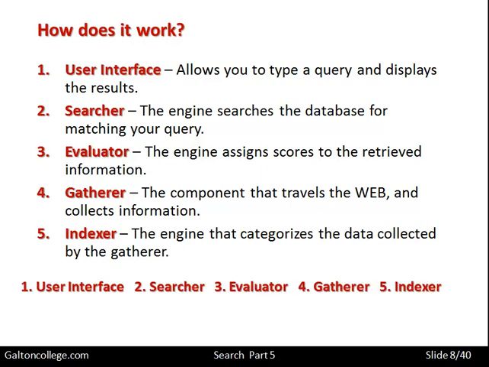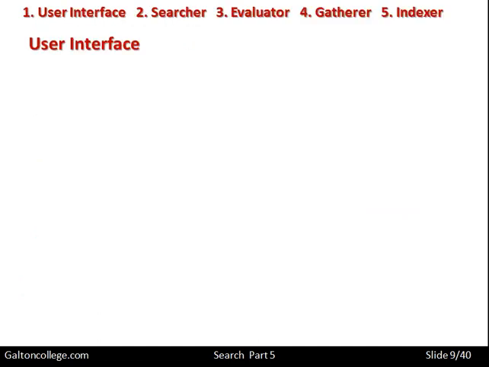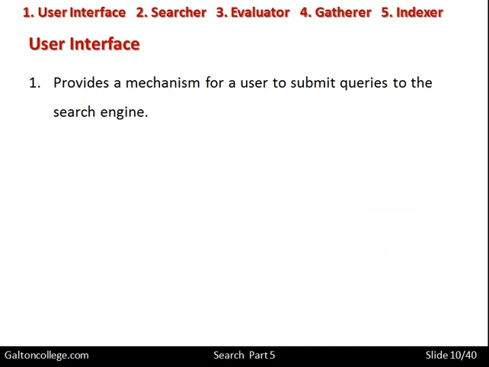So we've picked up on five parts: the user interface, the searcher, evaluator, gatherer, and indexer. And these are attributes of the search engine. Now I want to talk about these in a little more detail. And we'll start with the user interface.